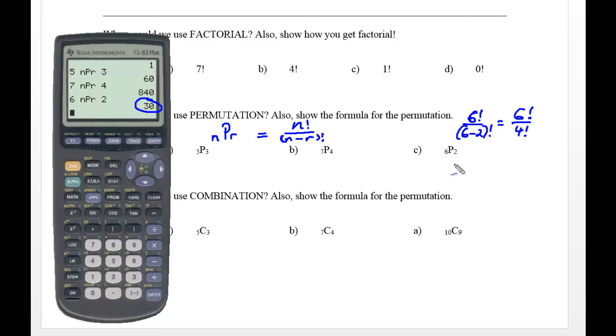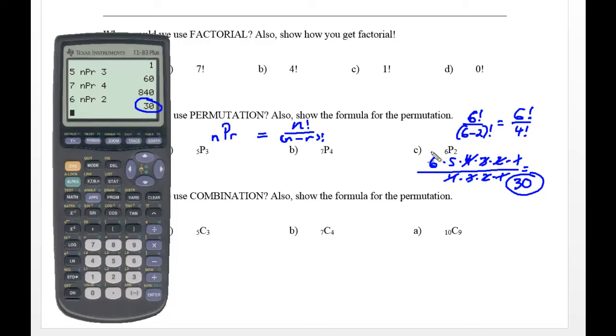Now, how would you solve a problem like this? You'd solve it by writing out the factorials. You go 6 times 5 times 4 times 3 times 2 times 1. And in the denominator, you'd type out 4 times 3 times 2 times 1, because that's 6 factorial and 4 factorial. Now, due to simplification, 4 divided by 4 is 1, 3 divided by 3 is 1, 2 divided by 2 is 1, 1 divided by 1 is 1. So we have 30 different ways to pick 2 items in a specific order out of a group of 6.